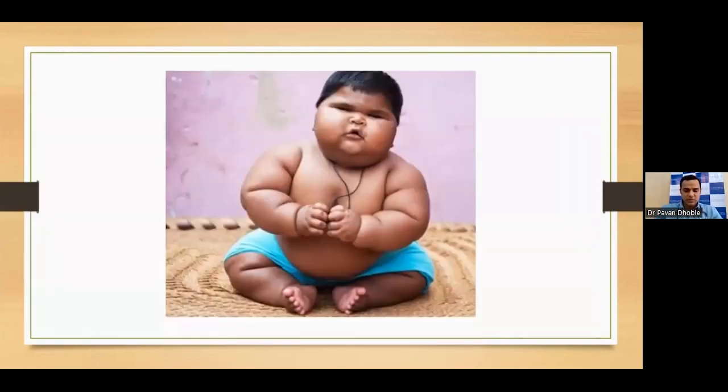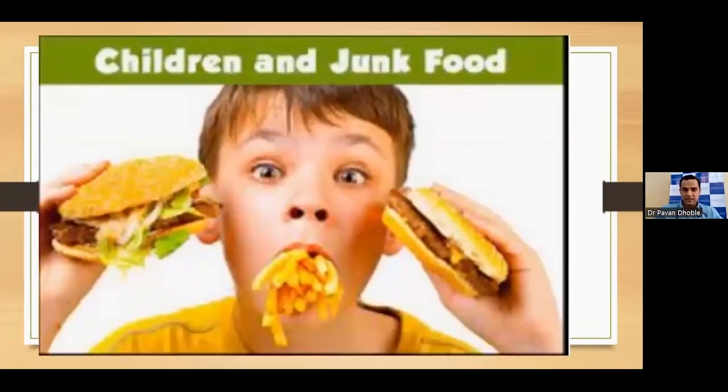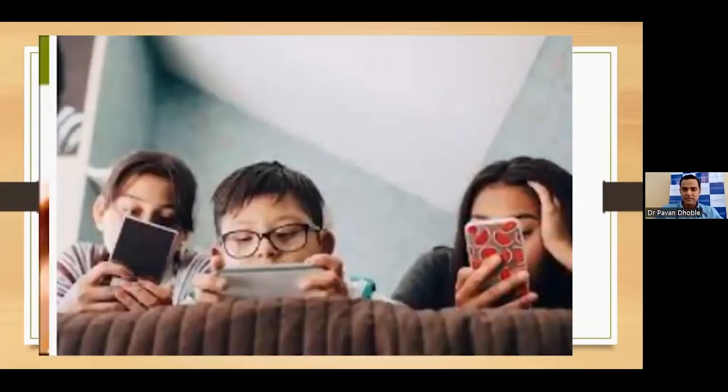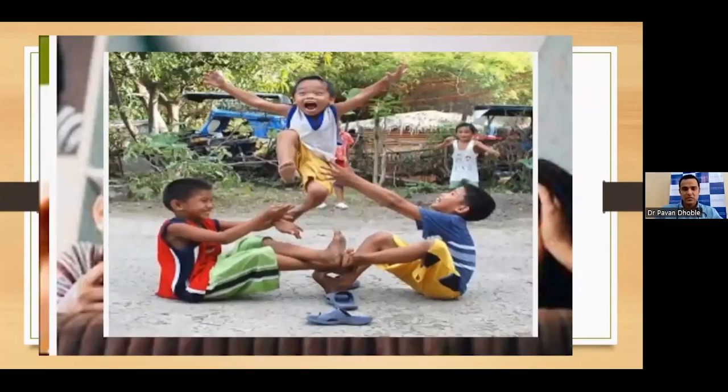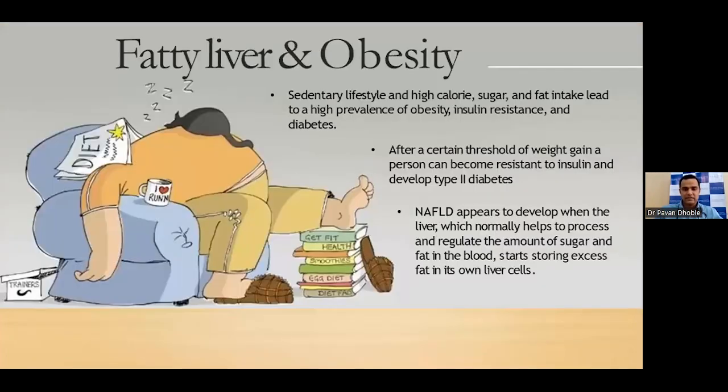This problem is not limited to adults nowadays. Children are also having obesity because of faulty dietary practices, junk food, and of course digital gadgets. They are making them less prone to go outside and exercise, and they have fatty liver. So you should encourage exercise and play, to prevent future adult obesity and fatty liver.